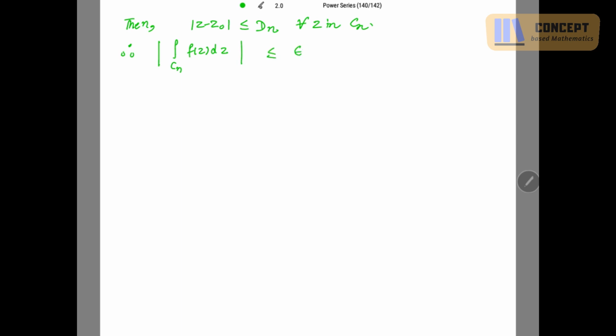and instead of mod of z minus z0, I am writing dn, and the integral is left with this mod dz. So this is epsilon, this is dn. The integral of mod dz is nothing but the perimeter of the rectangle Cn, so I am writing ln. This is equal to epsilon times dn times ln. Now what is dn? dn is half to the power n of d. How?